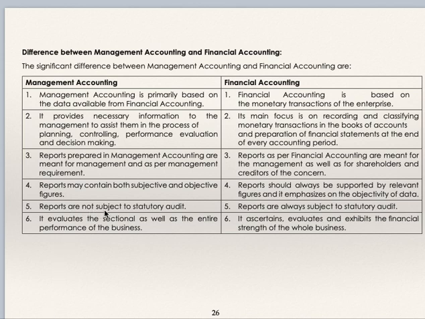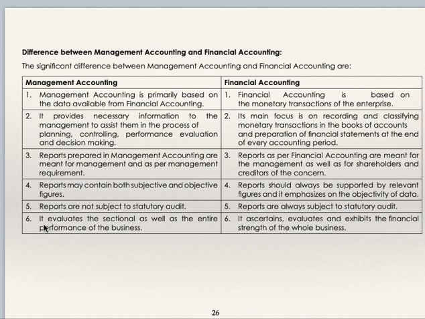Next point: management accounting reports are not subject to statutory audit, and financial accounting reports are always subject to statutory audit. So, in short, management accounting information is not disclosed. It is only for managers, for internal purposes, so it is not subject to statutory audit, whereas financial statements are subject to statutory audit.